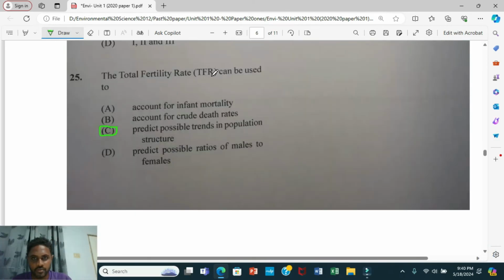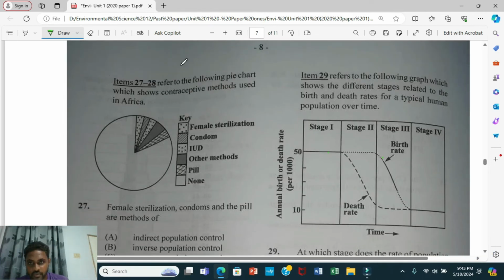The total fertility rate can be used to, of course, this is speaking about the birth rates, predict possible trends in population structure. That's the best answer. Items 27 to 28 refer to the following pie chart, which shows contraceptive methods used in Africa. All right, so that's a pie chart there.